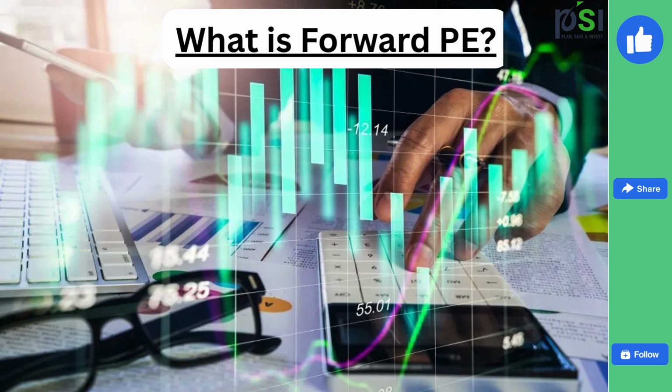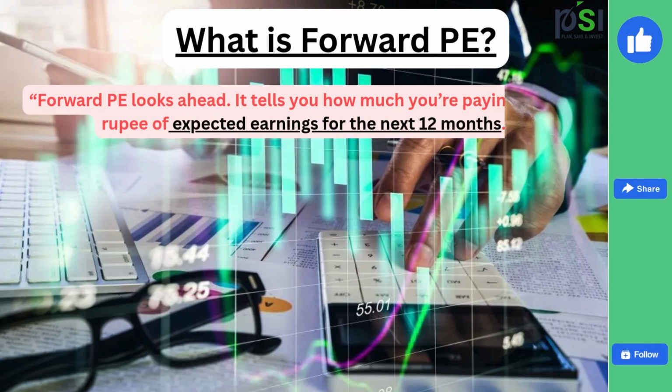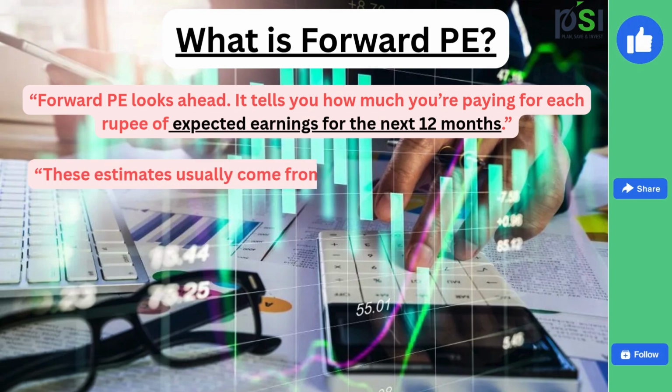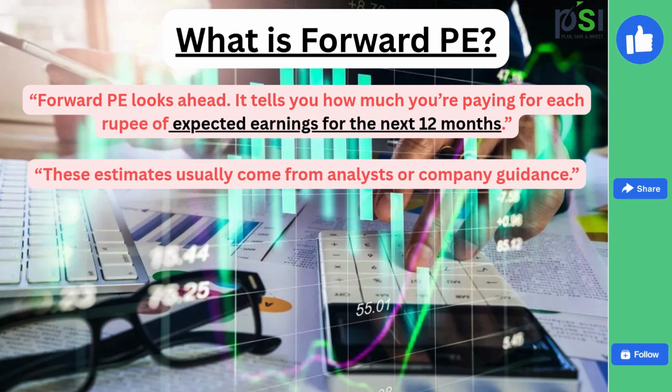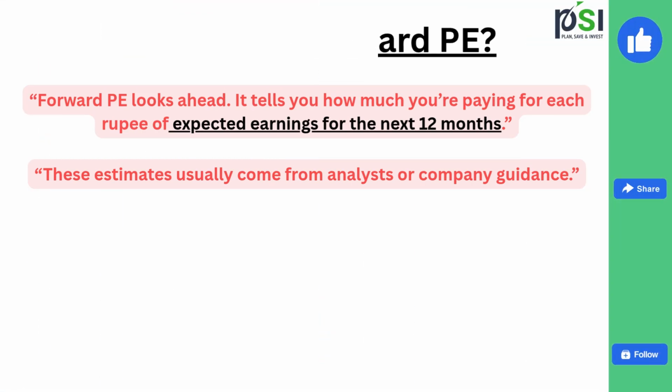2. What is forward PE? Forward PE looks ahead. It tells you how much you are paying for each rupee of expected earnings for the next 12 months. These estimates, the next 12 months estimates, come from analysts or company guidance. What is company guidance? Every quarter, companies announce their guidance, like their revenue is expected to grow 15% or 20%.